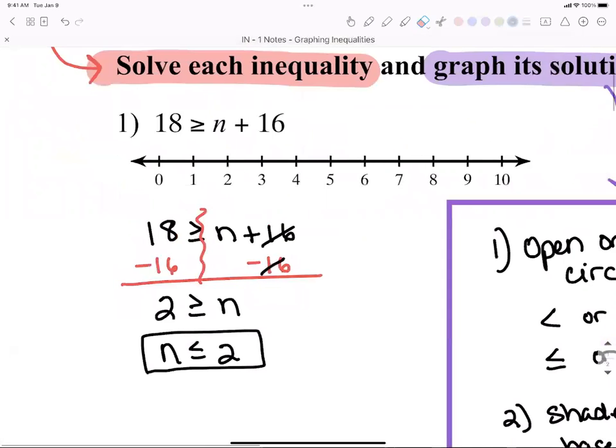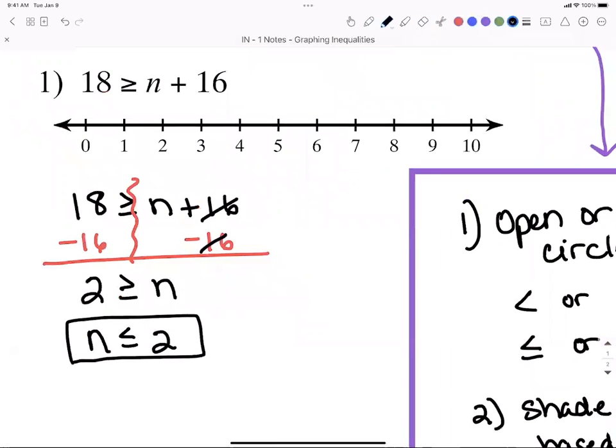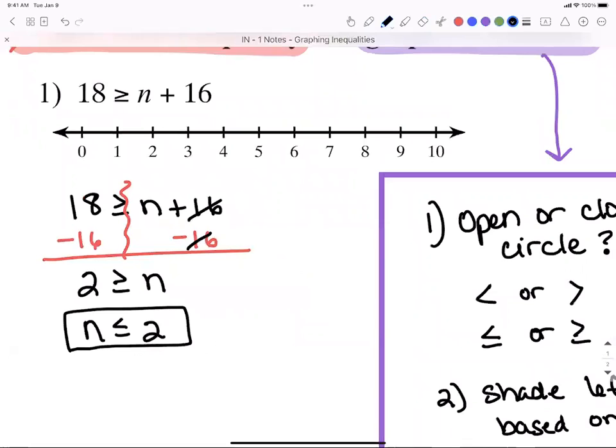Okay, all right, so on number 1, are we going to have an open or a closed circle? Closed. We're going to have a closed circle. The reason is because of this right here. It has a line underneath it, so that tells us we're going to have a closed circle. And the solution tells us where to put that closed circle. So on the number line, we're going to put a closed circle on 2.